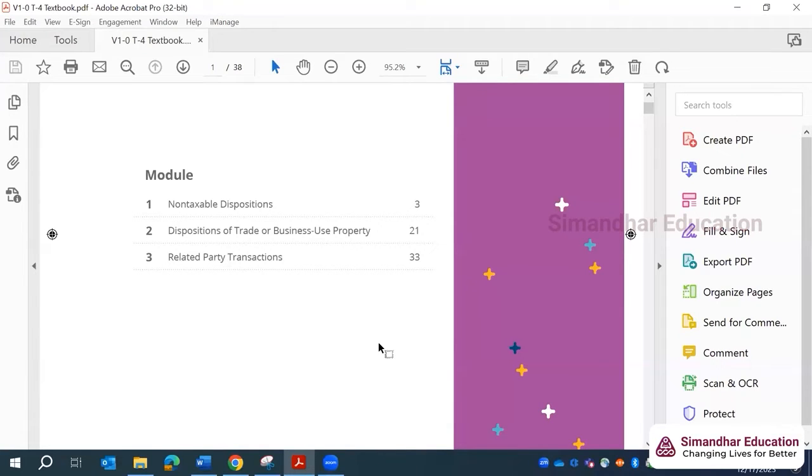All right. So we will cover the non-taxable disposition and disposition of trade and business use property. And we will cover the related party transaction in our next class.